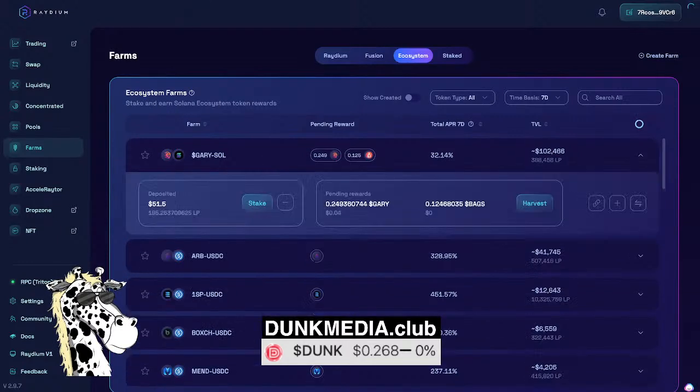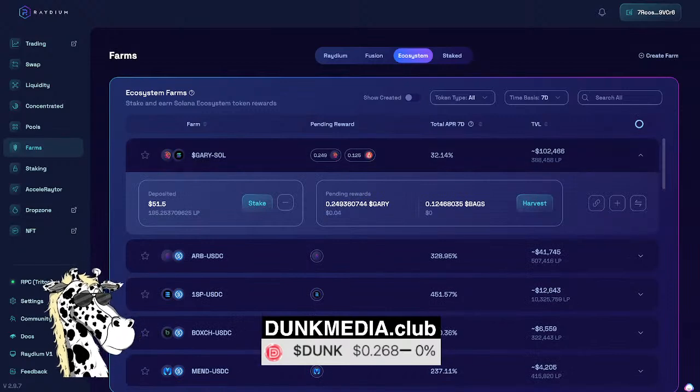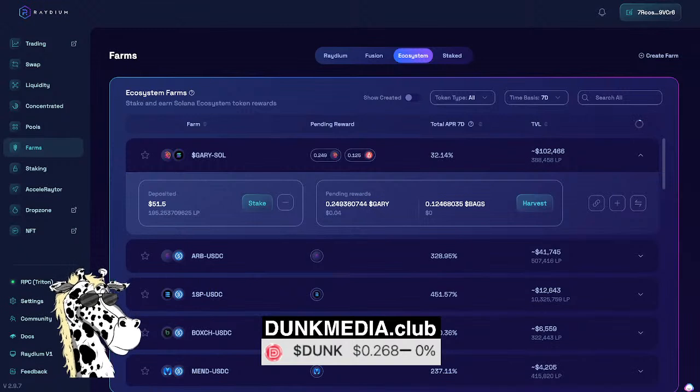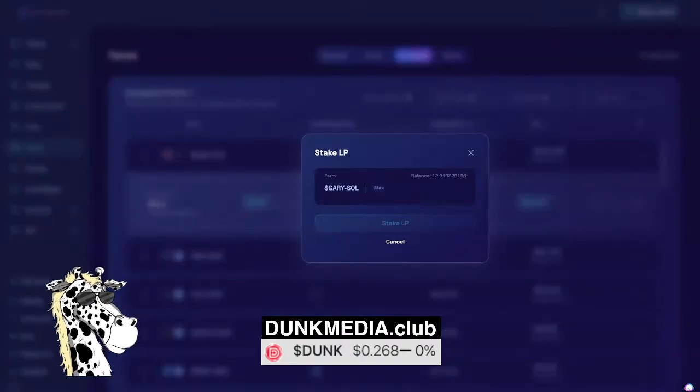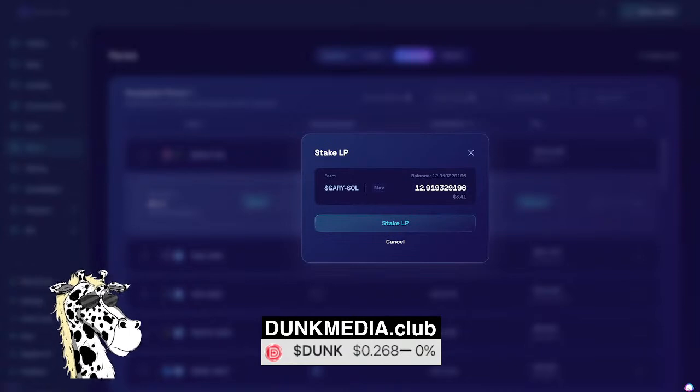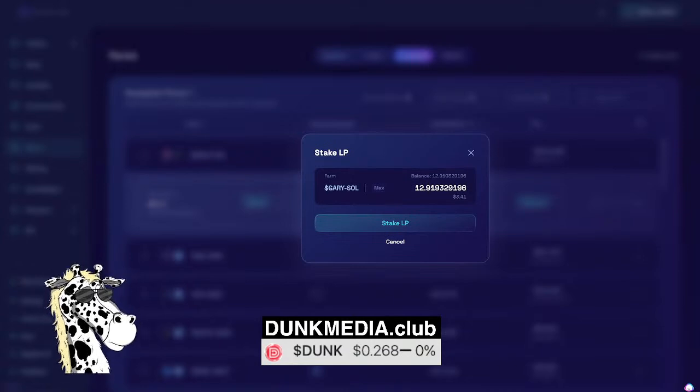And then if Gary's at the top, you could expand it. And now instead of it saying add liquidity, it says stake. What I'm going to do is hit stake, and you're going to get a pop-up that says Gary Solana, and I'm going to hit max. I'm going to make sure that you guys can see the whole pop-up. Not sure if you can or not. Double check.